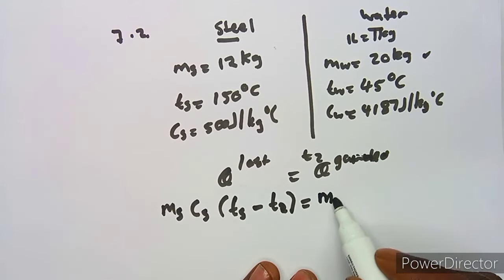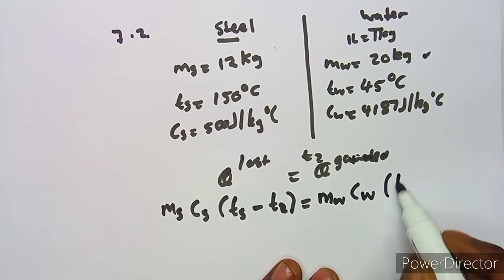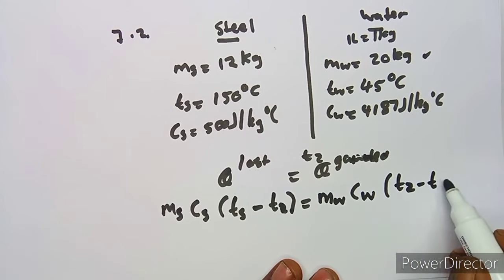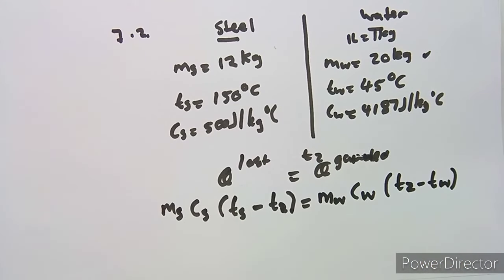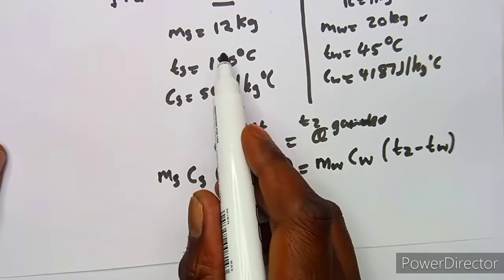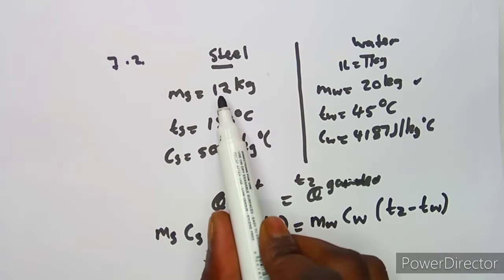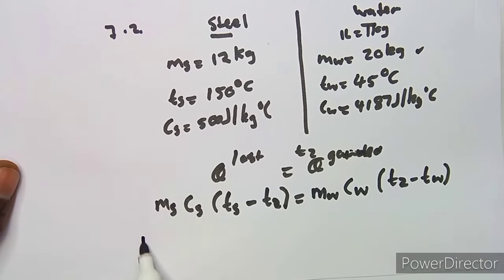So you're going to have the mass of water, the specific heat capacity of water, but this time it's T2 minus the temperature of water, because it has gained. So we have to subtract that one. So you just substitute the mass of steel, which is 12 kgs. Take note, there were 4, so there were 3, so we multiplied and obtained 12. So it's just a matter of substitution.